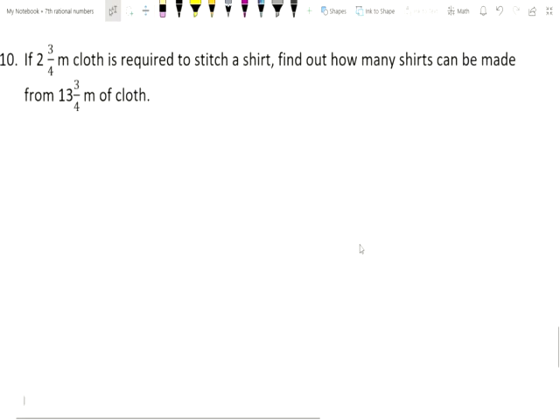See the next question. If 2 3 by 4 meter cloth is required to stitch a shirt, find out how many shirts can be made from 13 3 by 4 meter of cloth. Here the total length of the cloth is given and the length of cloth required for a shirt is given. We need to find out the number of shirts. Okay.